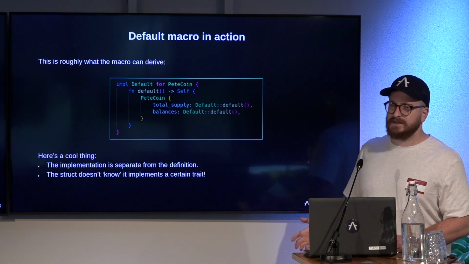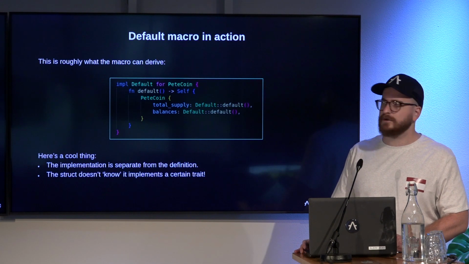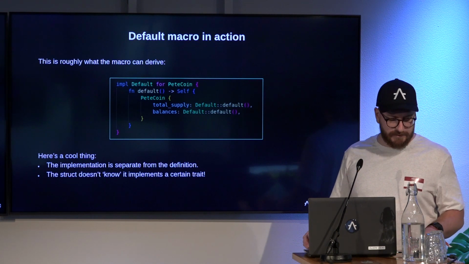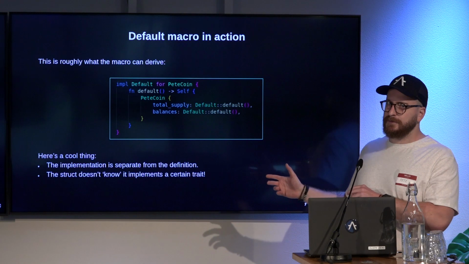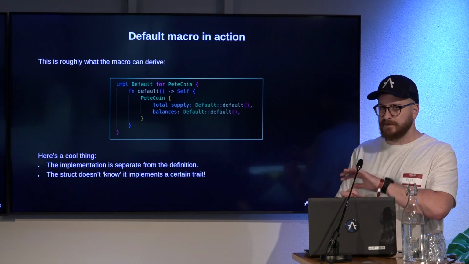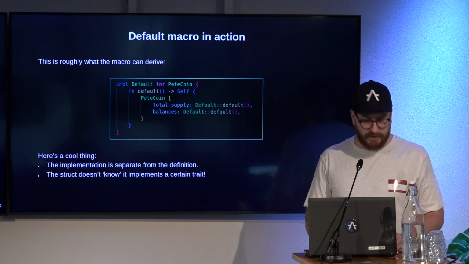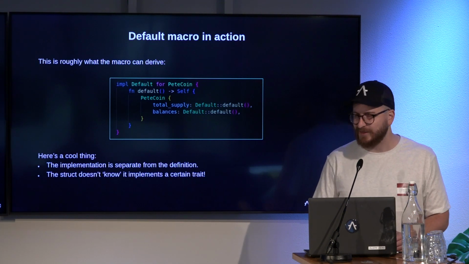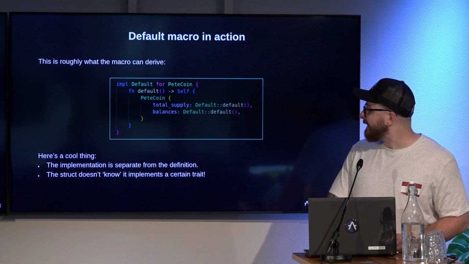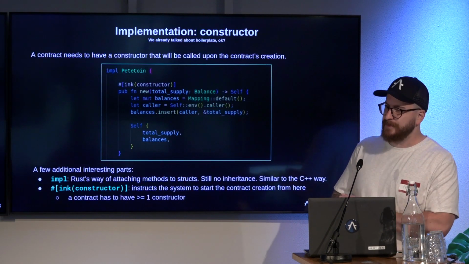So basically, the default, if you're familiar with category theory or algebra, the default value is basically the zero of a monoid, if you're into that. But it's really not necessary to know in order to write smart contracts successfully. Let's skip that.